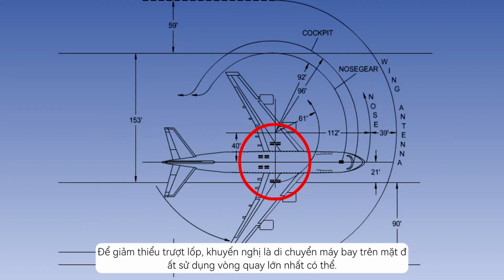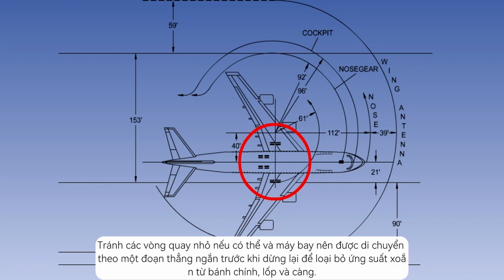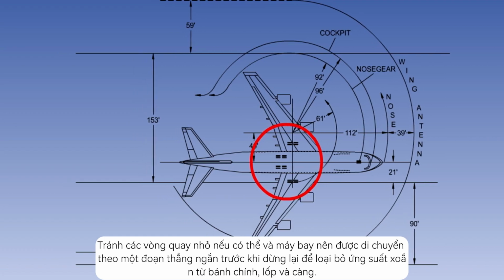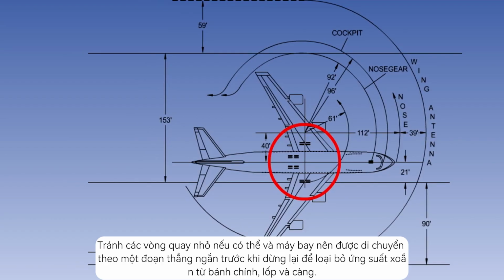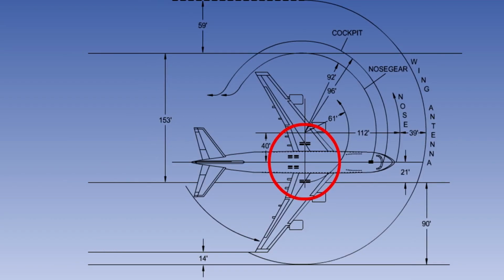To minimize tire scrubbing, it is recommended that the aircraft be maneuvered on the ground using the largest turning circle possible. Tight turns should be avoided if at all possible, and the aircraft should be moved in a straight line for a short distance before stopping, in order to remove the twisting stresses from the main gear tires and legs.